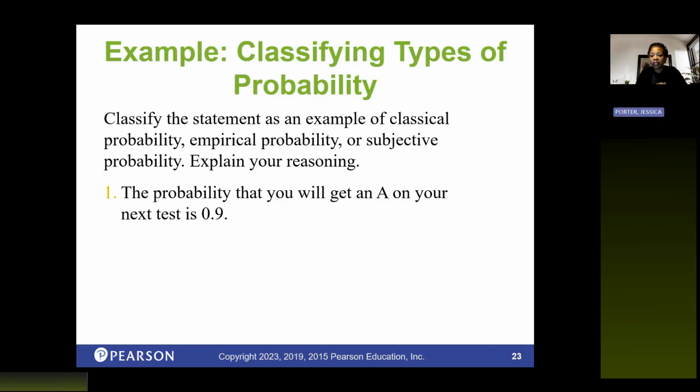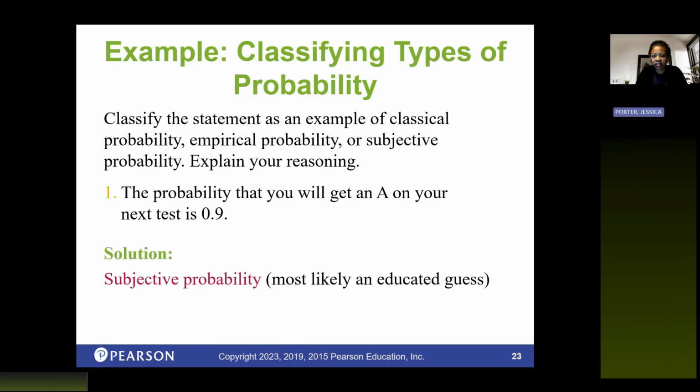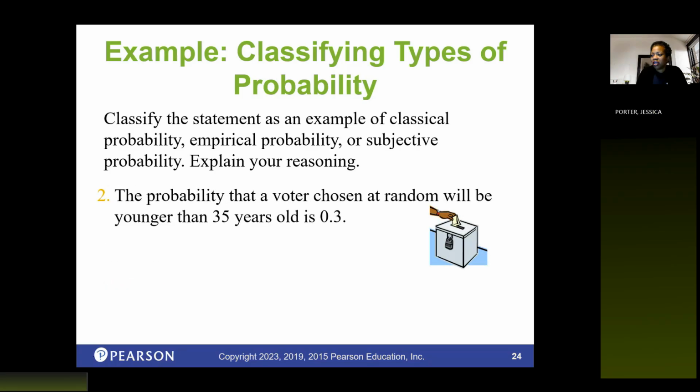Okay. So how do you know that you're going to make an A on your next test is 0.9? That is going to be subjective. Most likely you're just going to have an educated guess there. What about this one? The probability that a voter chosen at random will be younger than 35 years old is 0.3. Is that classical, empirical, or subjective?